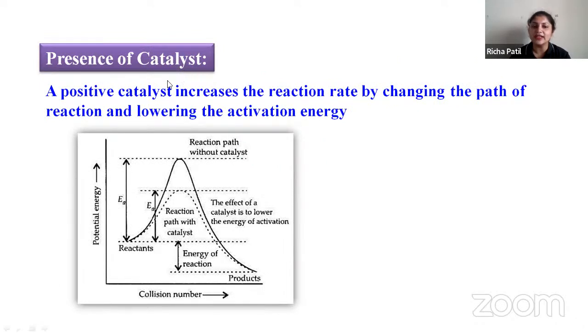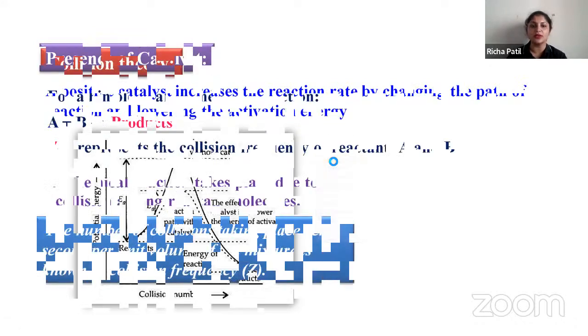So, presence of catalyst. A positive catalyst always increases the reaction rate by changing the path of reaction and lowering the activation energy. So with a catalyst, what will happen? It increases the reaction rate. How does it increase the reaction rate? By changing the path of the reaction. And whenever there is a catalyst, it will lower the activation energy. So by changing the path of reaction and by lowering the activation energy, the presence of catalyst plays a very important role.